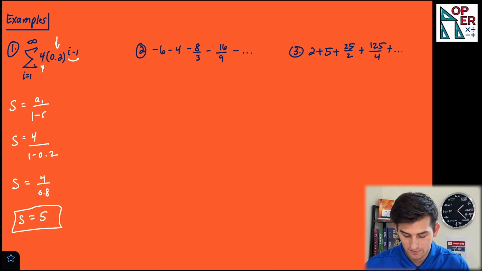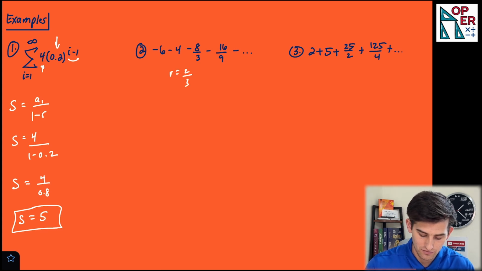All right, number 2, it's just written as a series. It's not in sigma notation, so we have to figure out what our rule is here. So we have -6, -4, -8/3, -16/9, so on and so forth. So one thing I noticed, my signs are not changing. So we're not multiplying by a negative here. We're going to be multiplying by a positive. And so going from -4 to -8/3 might be a little bit easier to see. We're multiplying by 2/3, right? So if I do 4 times 2, that gives me 8, and then we have a denominator of 3. So now we know that r is equal to 2/3.